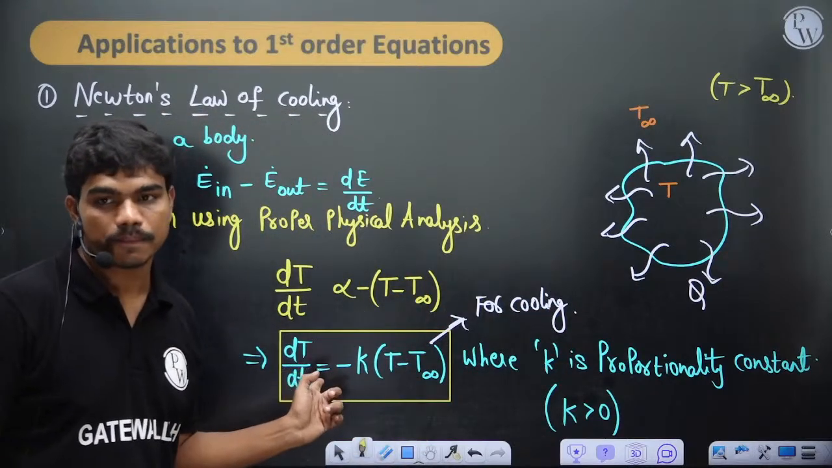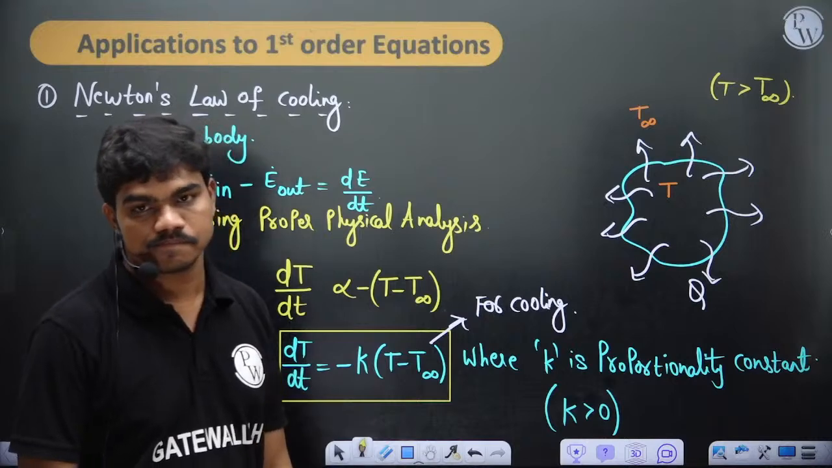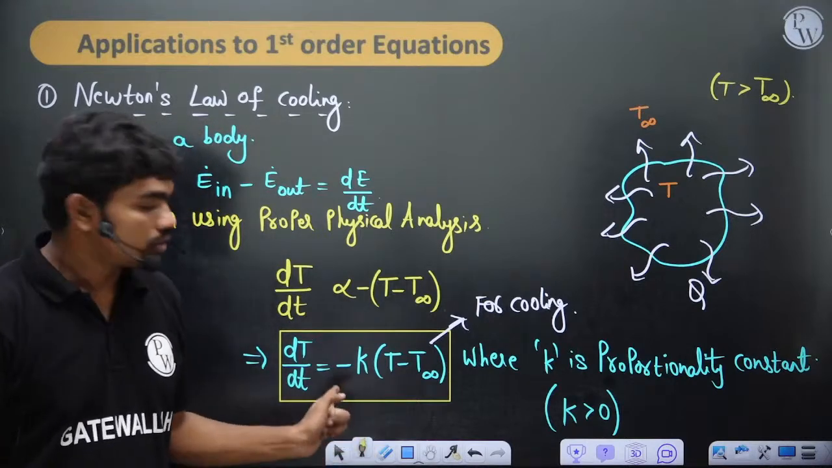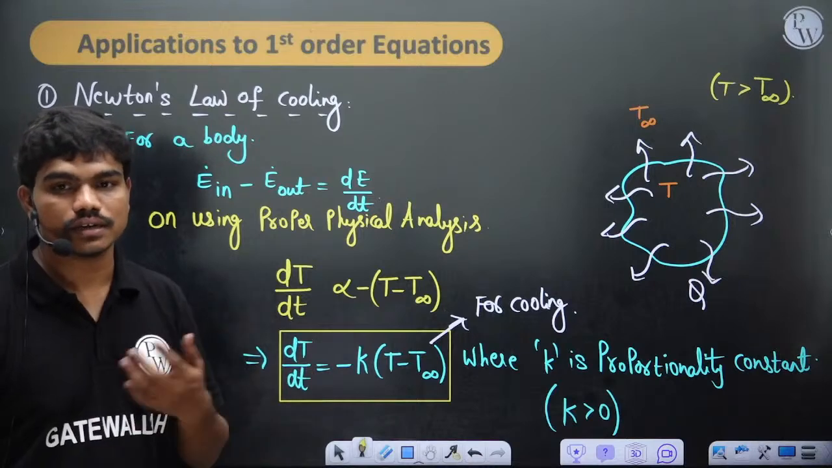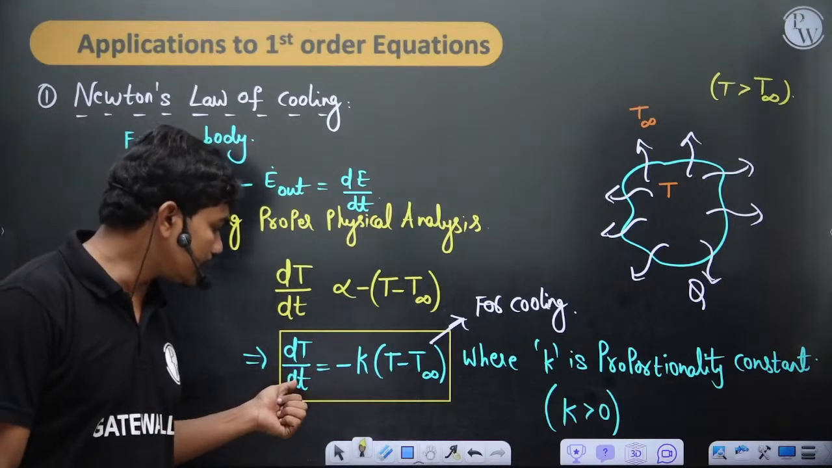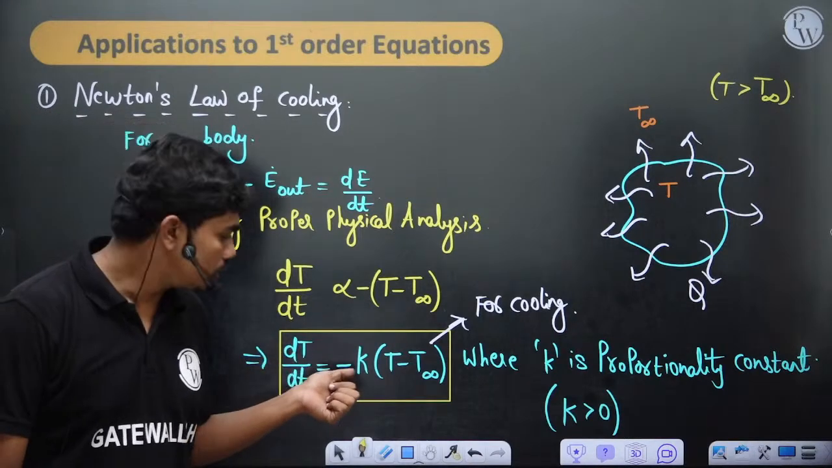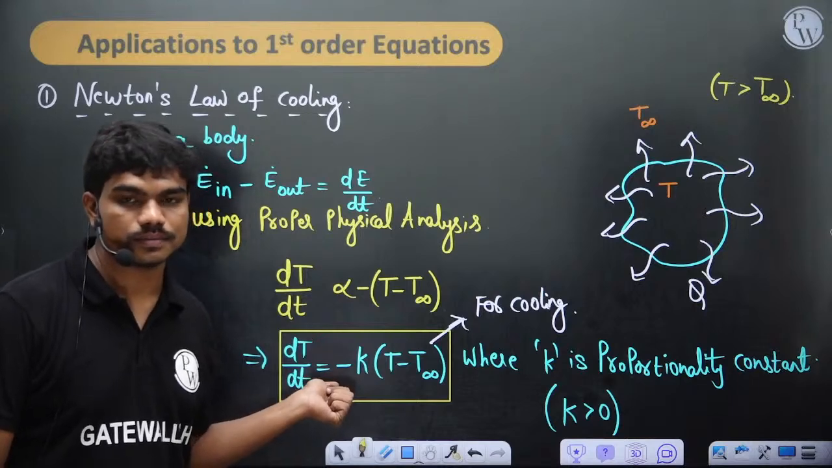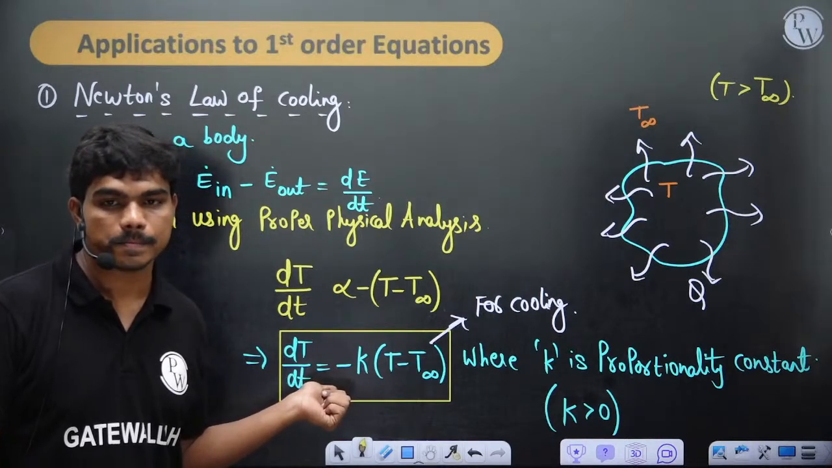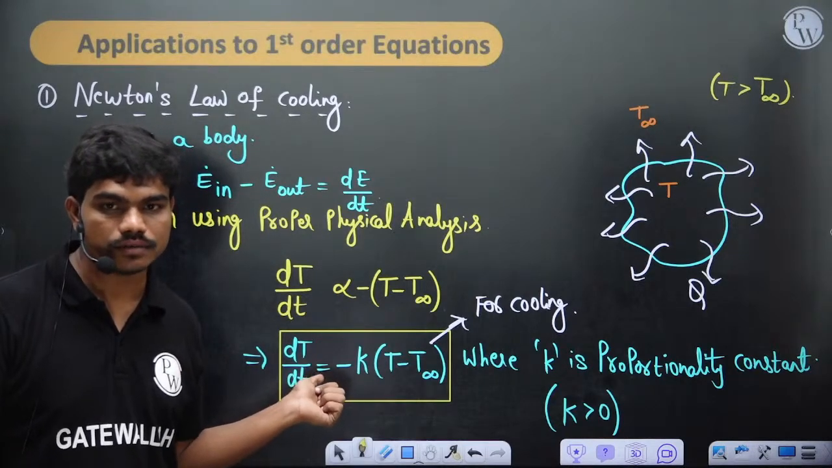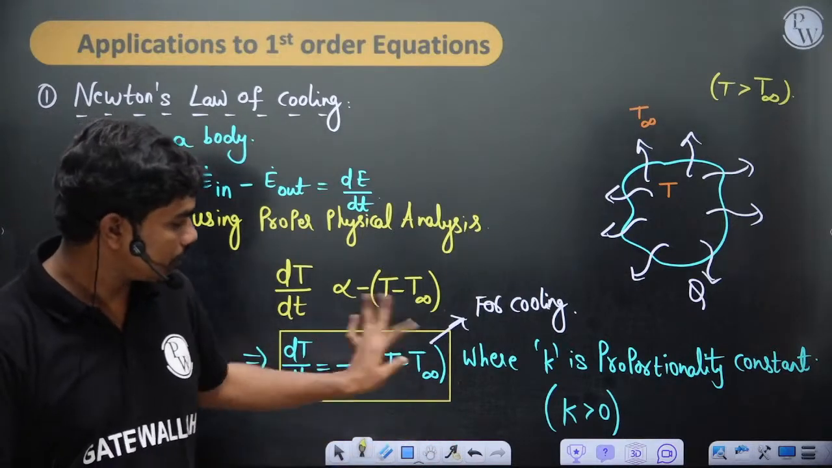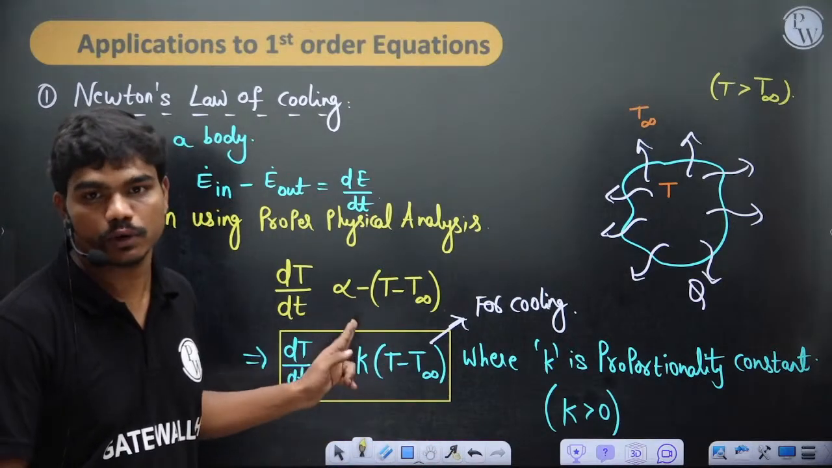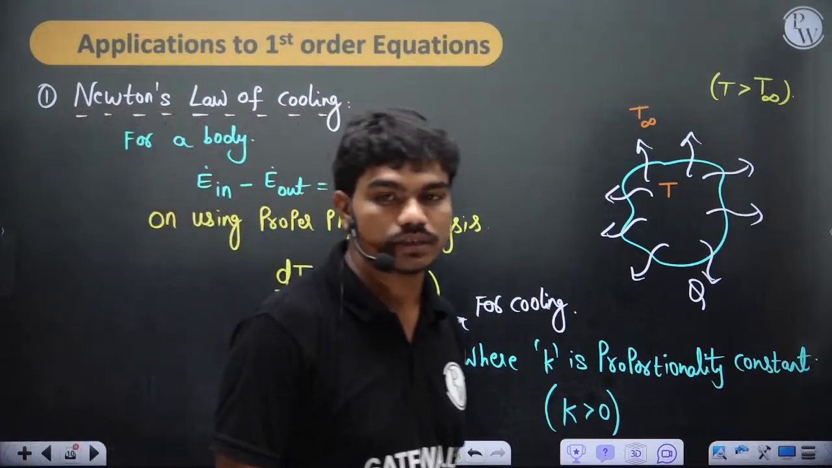In such a case, this minus would be there or not there if it's heating. If the body is getting heated up, then with increase in time, temperature is also increasing. Then will there be this minus sign? Then K is negative for the same configuration. Or else you can keep K positive and delete this minus sign. You can do anything, that can also be done.